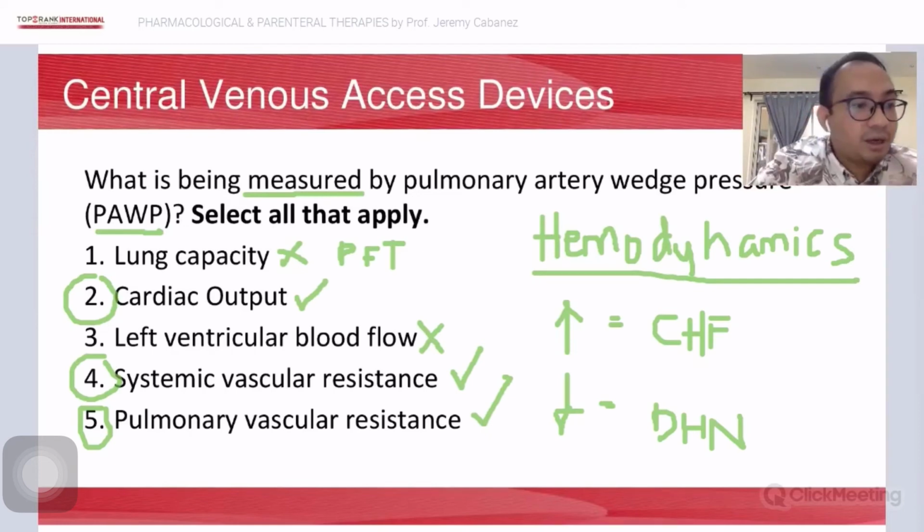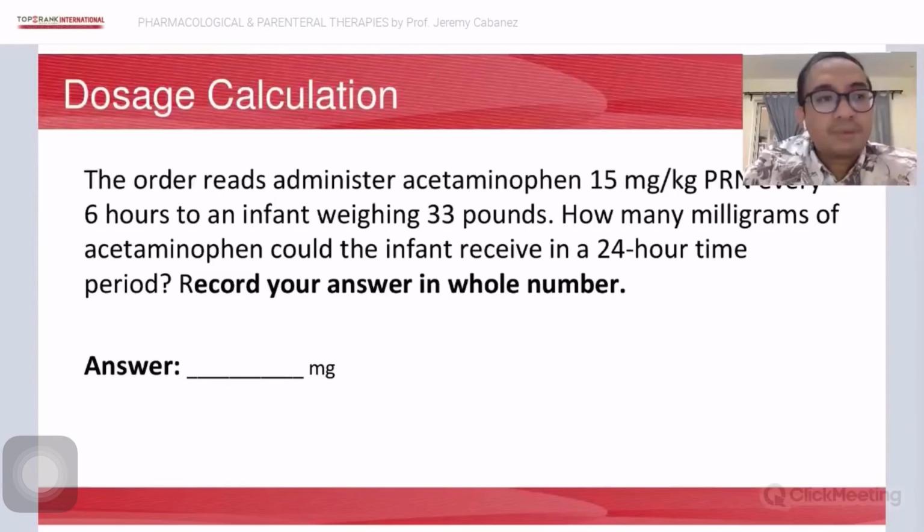So, the correct answers are 2, 4, and 5. May tumama ba dito sa 2, 4, and 5? Meron namang mga tumama, no? Si Cherry Ann tumama, si Sol tumama din, si Wazan tumama din. Okay, congratulations.